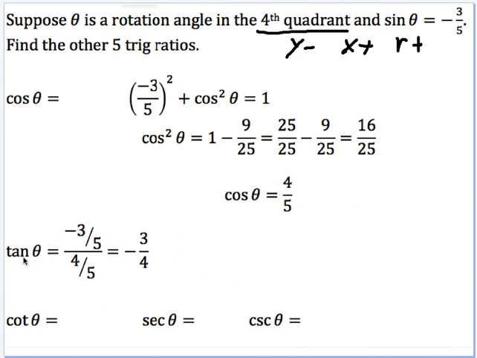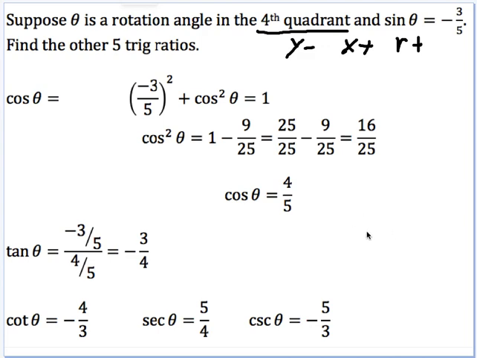So with this, because cotangent theta is the reciprocal of tangent theta, I can just flip this fraction. So I get -4/3, and because cosecant theta is the reciprocal of sine theta, I'm going to flip this fraction here, and I get -5/3. And then because secant is the reciprocal of cosine, I'm going to flip this fraction, and it'll be 5/4.